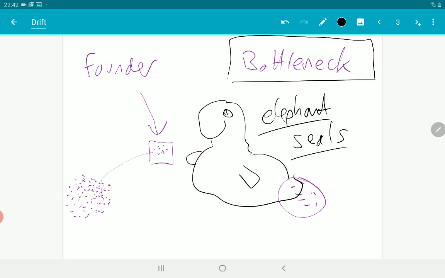So genetic drift becomes much more important in these little populations of elephant seals where they got almost wiped out and there was just a few left. They went through a bottleneck, or in a founder population, the Amish, which are a religious order in the States. They're a good example of genetic drift.